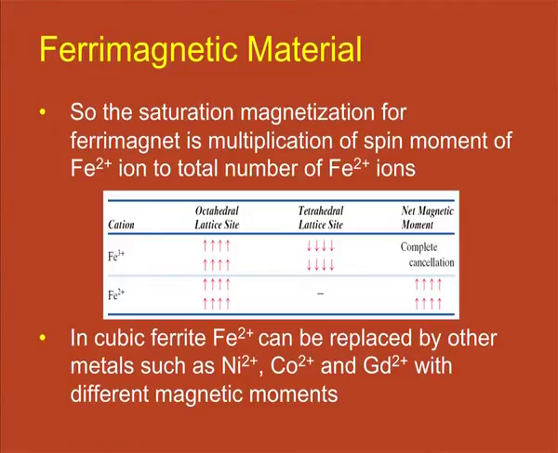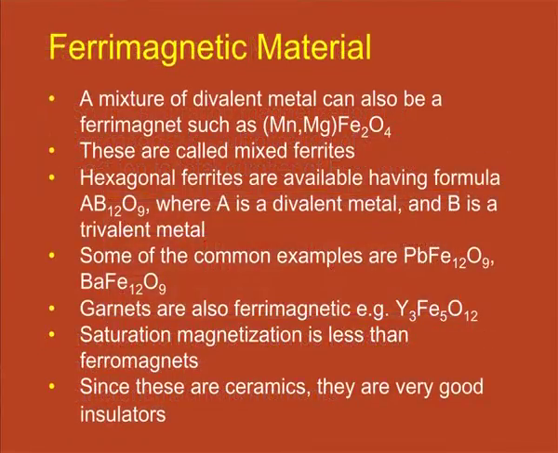In cubic ferrite, Fe+2 can be replaced by other metals such as nickel+2, cobalt+2 or gadolinium+2 with different magnetic moment. Now, a mixture of divalent metals can also be a ferrimagnet, such as manganese magnesium Fe2O4. These are called mixed ferrites.